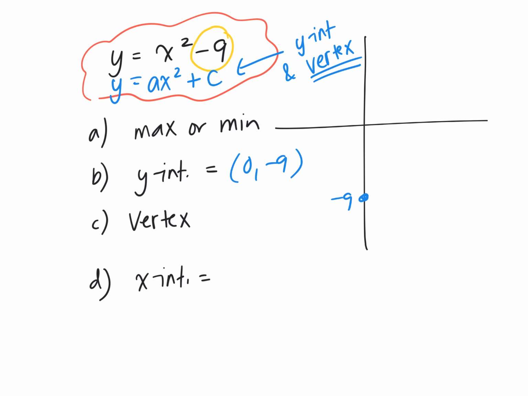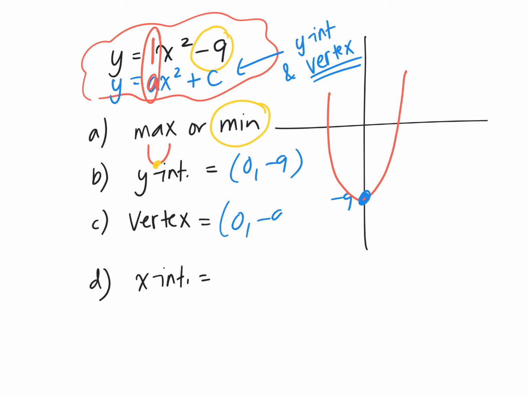It's in this form. Does it open up or down? Well, what's a? It's a positive, right? A is the number in front of x squared. There's no number there. It's positive. It's a 1. So does it open up or down? Up. Does it have a max or minimum value? Minimum. So it opens up. So it's going to look like this. Right? Where's the vertex? Same as the y-intercept, 0, negative 9, right?